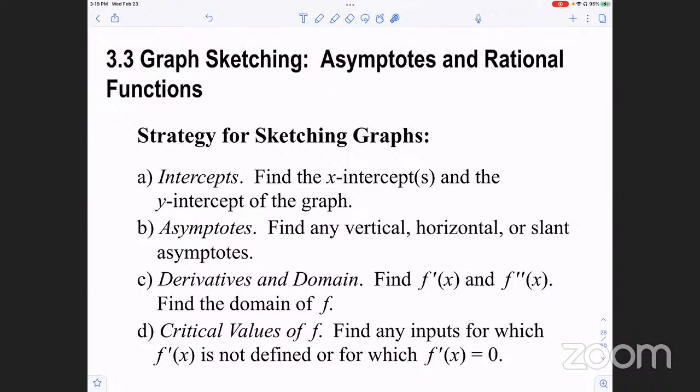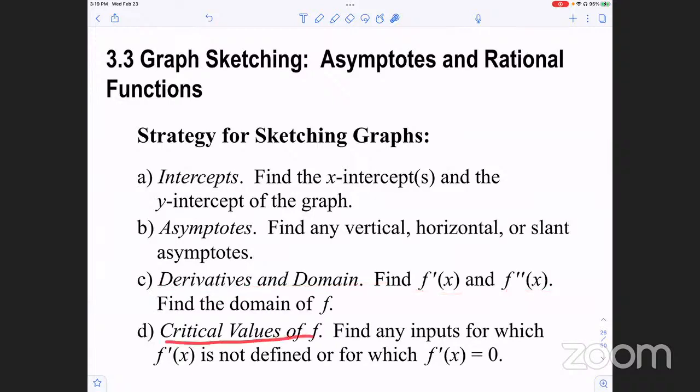A strategy for sketching graphs. First, you might want to consider any intercepts. So identify your x and y intercepts, then any asymptotes, so vertical, horizontal, or slant or oblique. We want to find any derivatives, so first derivative and second derivative in the domain.